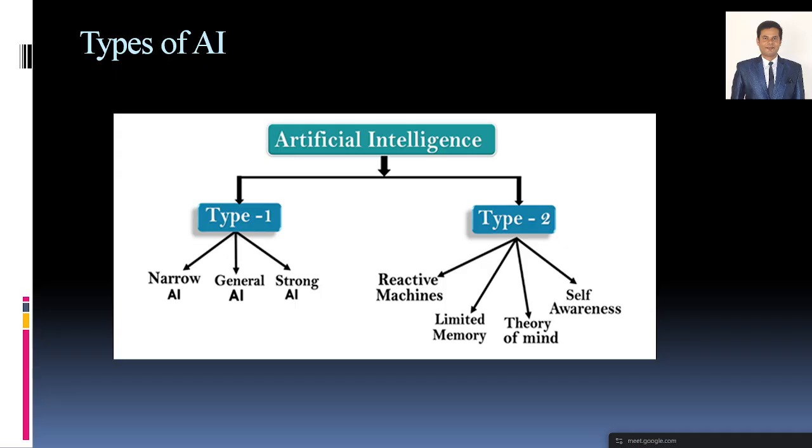Right. So you have the types of artificial intelligence, right? So we have type 1 and type 2. So we'll understand type 1. And under type 1 we have narrow AI, general AI, and strong AI, isn't it?